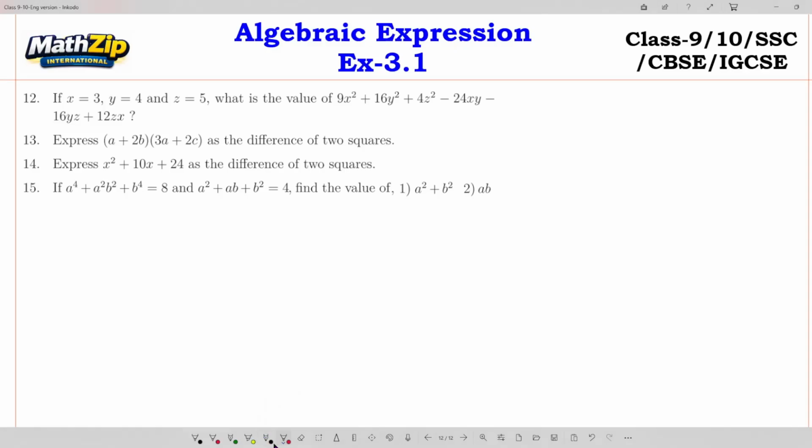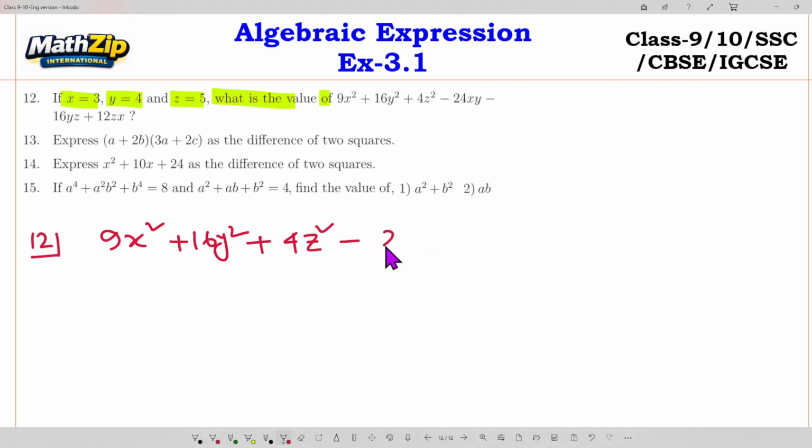Algebraic expression. If x equals 3, y equals 4 and z equals 5, what is the value of, we can write this one, 9x square plus 16y square plus 4z square minus 24xy minus 16yz and plus 12zx.